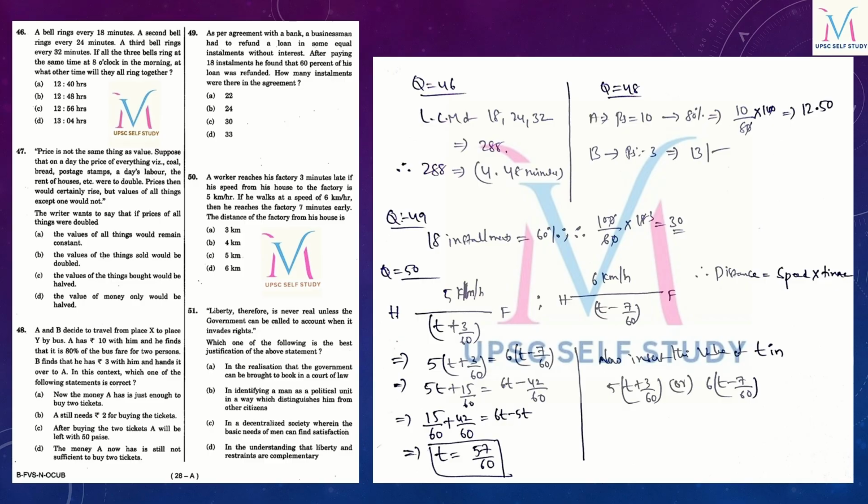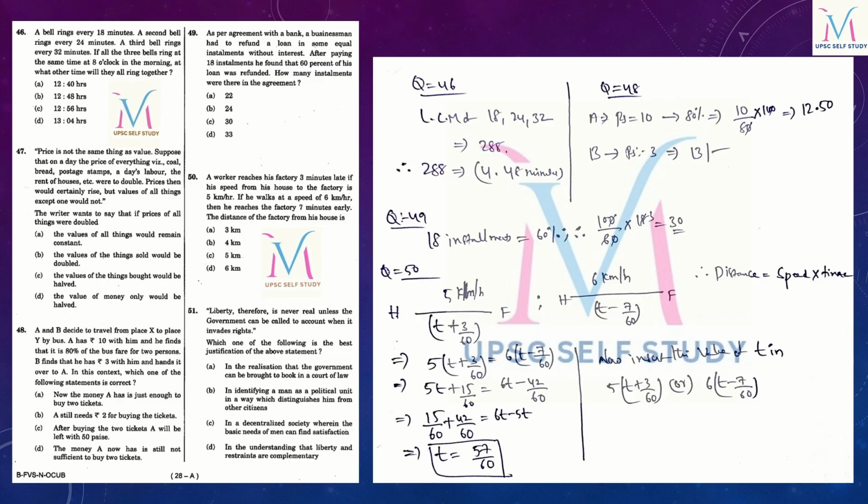And coming to question number 48. A and B decide to travel from place X to place Y by bus. Question number 48: A and B decided to travel from one place to another place. A and B are two persons.